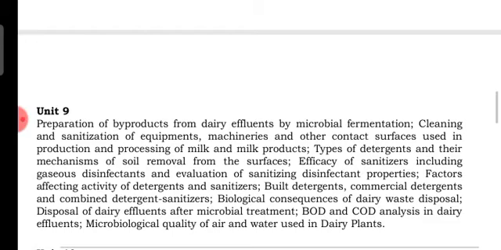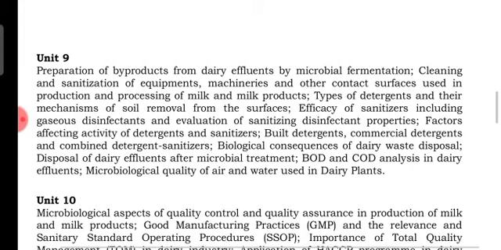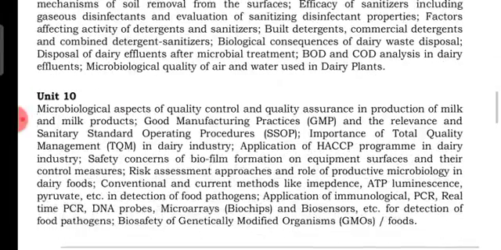including gaseous disinfectants and evaluation of sanitizer and disinfectant properties; factors affecting the activity of detergents and sanitizers; bulk detergents, commercial detergents and combined detergent sanitizers; biological consequences of dairy waste, disposal of dairy effluent after microbial treatment, BOD/COD analysis in dairy effluents; microbiological quality of air and water used in the dairy plant.